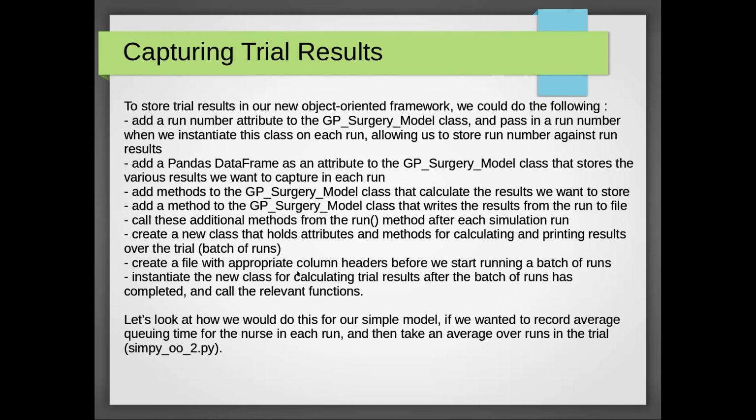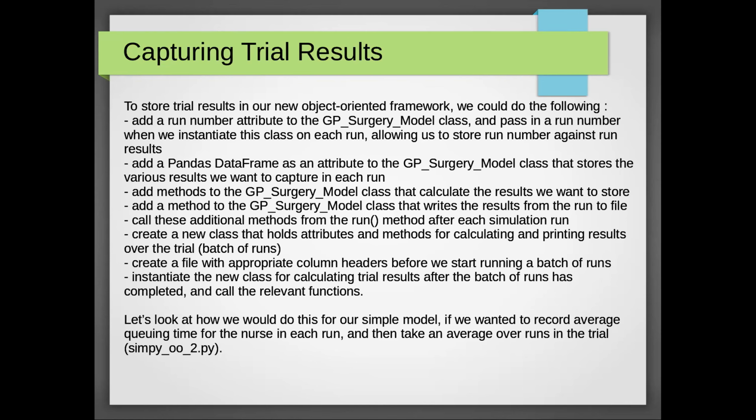We can create a file with appropriate column headers before we start running that batch of runs, and we can instantiate a new class for calculating trial results after the batch of runs is completed and call all the relevant functions. Now that probably won't make sense at the moment, so I'll show you what I mean by this. Again, it's a bit simpler than it sounds, and again, I'd encourage you to have a look at this after I stop talking as well. And again, this isn't the only solution. This is just one way in which we could do it.